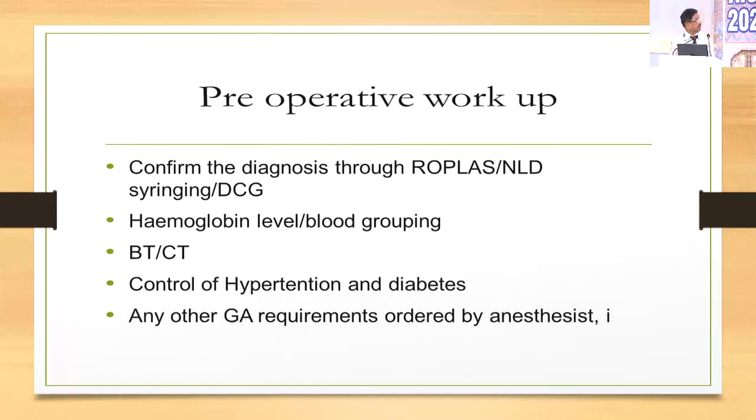lacrimal secretions. Before we do surgery, first we must confirm by a simple Roplast test or NLD syringing, or in cases of failed DCR, you can go for dacryocystography, and basic examinations like hemoglobin level, blood grouping, bleeding time, clotting time. And of course, control of hypertension is one of the major things, which is usually associated with older age groups, and diabetes.